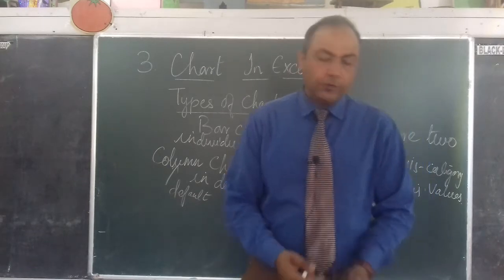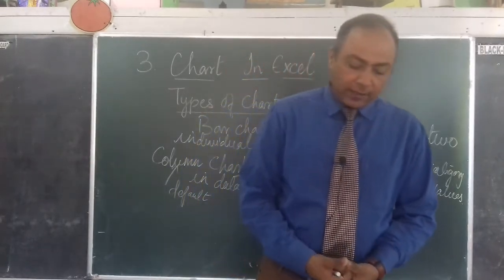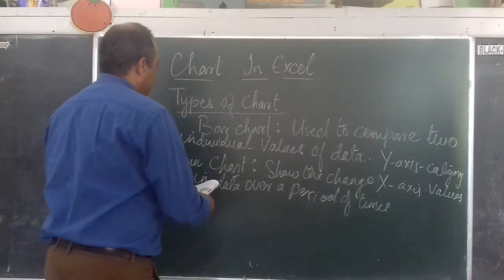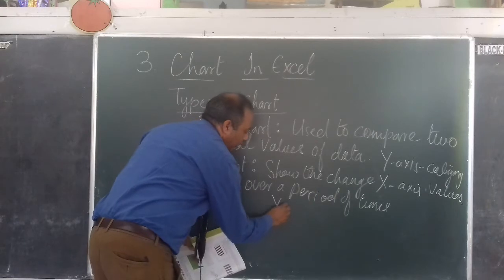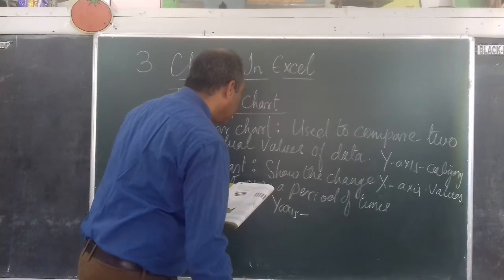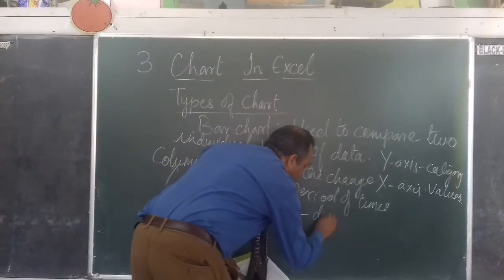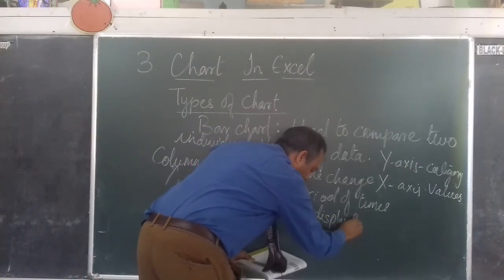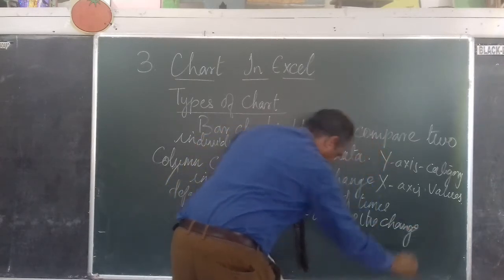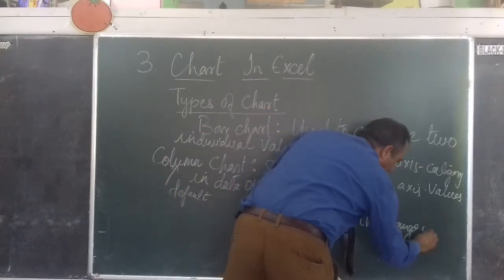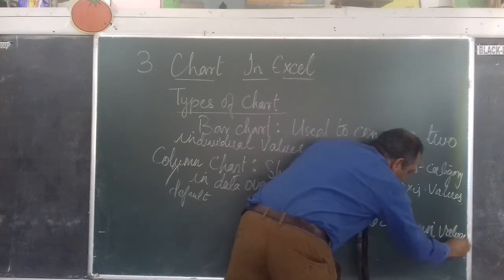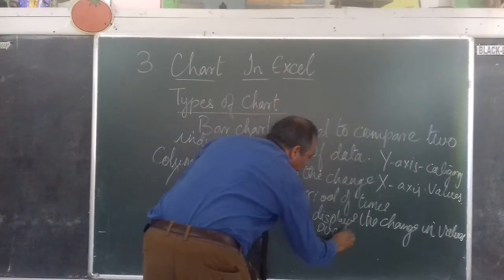Use the column chart options to create the chart. In the column chart, the y-axis displays the change of value. So what does the y-axis give? The y-axis displays the change in value over the period of time.